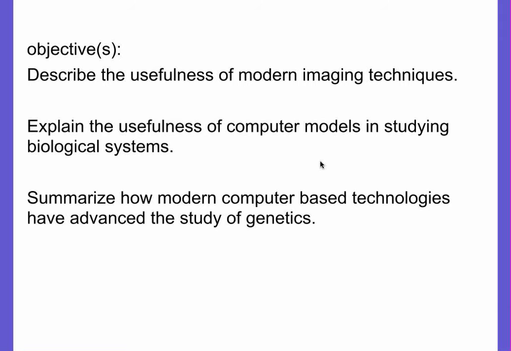All right, so today in biology we need to go over our section 4 notes from chapter 1. Section 4 is about biologists, tools, and technology. So your objectives are going to be to describe the usefulness of modern imaging techniques and to explain the usefulness of computer models in studying biological systems. And also, you need to be able to summarize how modern computer-based technologies have advanced the study of genetics. So we're going to go ahead and get started here.